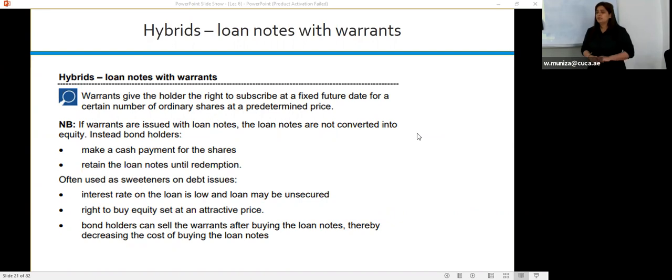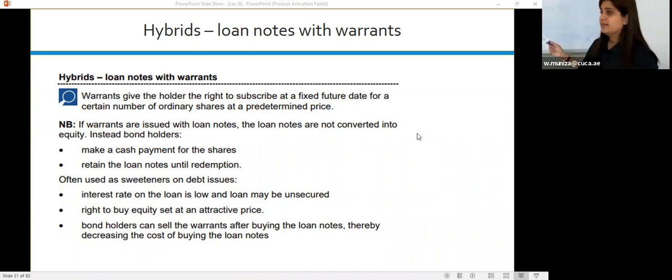Non-notes may not be converted, but the other securities are to be converted to shares at a fixed predetermined date and a predetermined price. So they are going to offer a much higher security as compared to the convertibles. But if warrants are attached to the non-notes, there will be some differences.